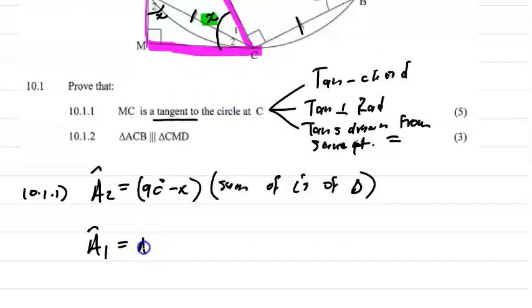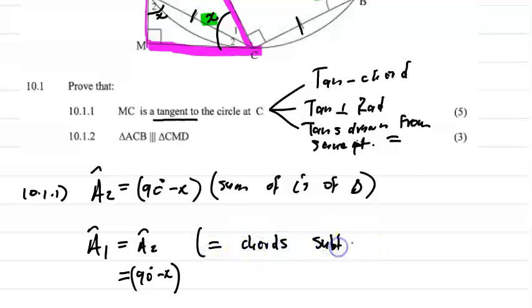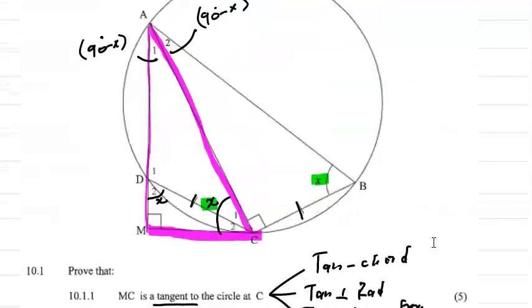A1 equals A2, that's equal to 90 minus X, and my reason will be equal chords subtend equal angles. And thereafter, the next thing that I said was that ACM, or you can say MCA, we're looking at C1 plus C2, the angle between the tangent MC, which we're now going to prove, and the chord AC is equal to X. So let's write that down.